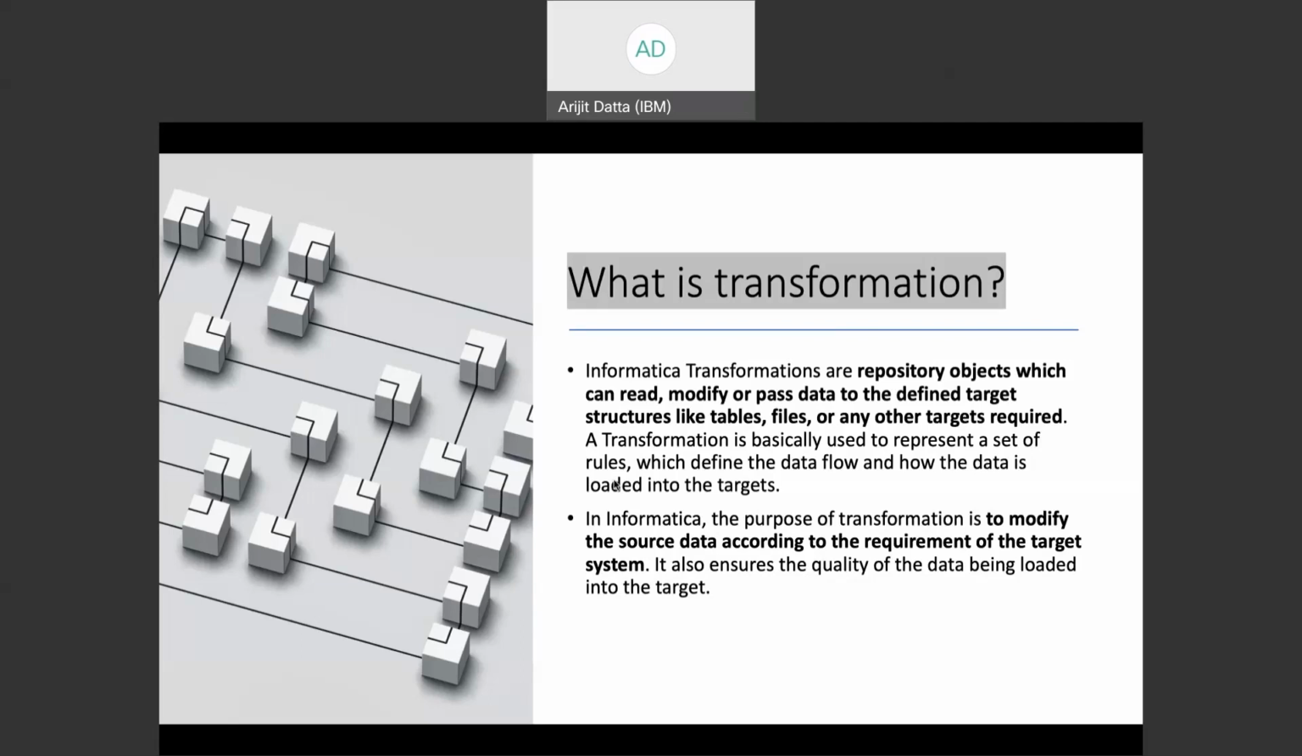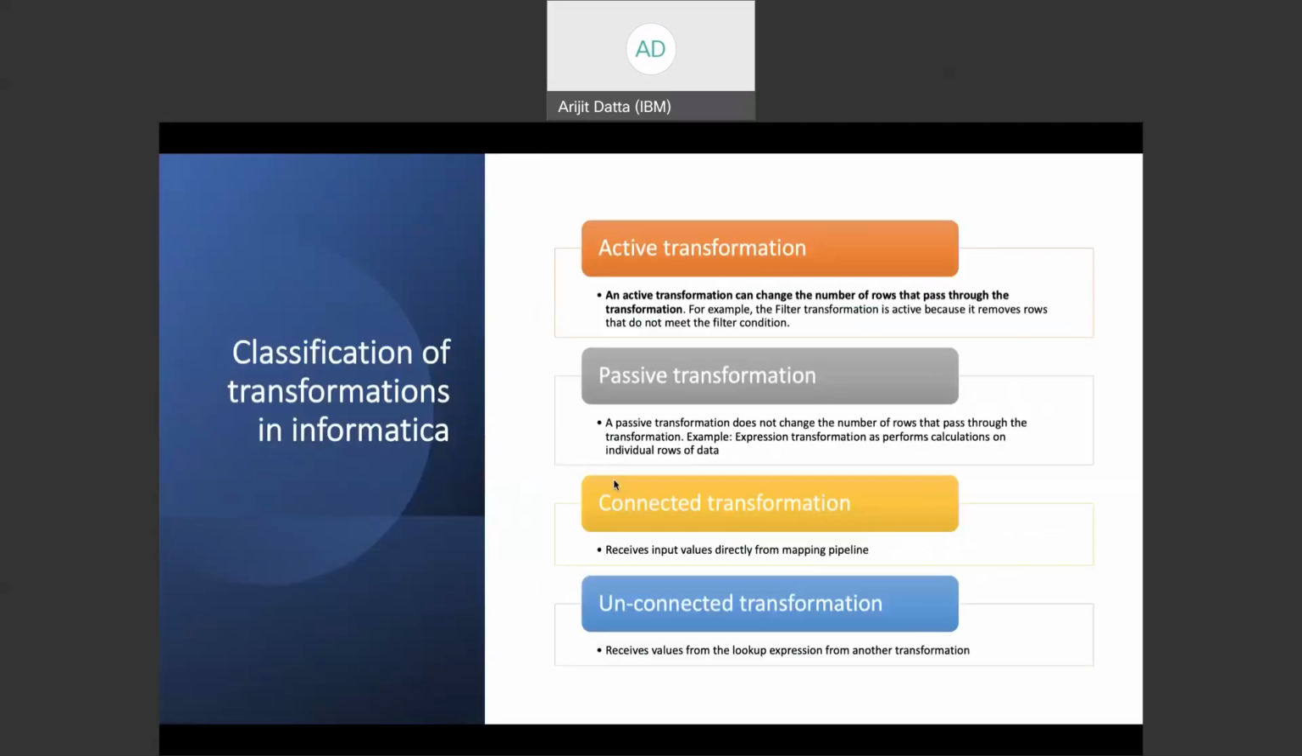So a transformation is basically used to represent a set of rules which defines the data flow and how the data is loaded into the target. In Informatica, the purpose of transformation is to modify the source data according to the requirement of the target system. It also ensures the quality of the data being loaded into the target. Okay. Now, what are the types of transformation? There are majorly four types of transformation: active transformation, passive transformation, connected transformation, and unconnected transformation.